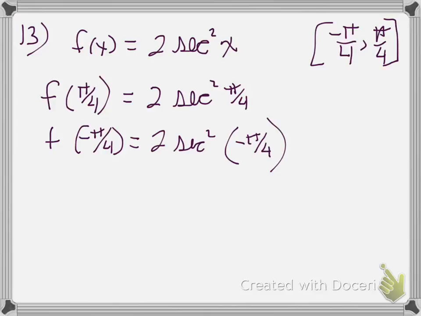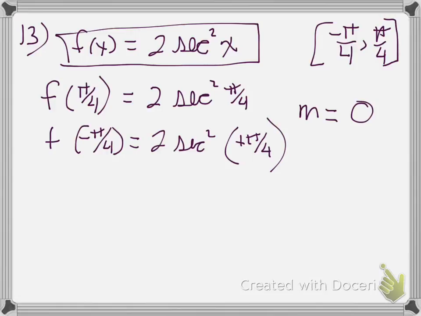Now the thing to remember is that secant is an even function, so the secant of x is equal to the secant of negative x. So these two things are equal. So basically what they're saying is the slope of the secant line is 0. Right? So we've got the secant line of the secant graph. Fun.